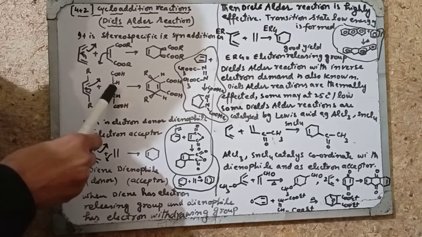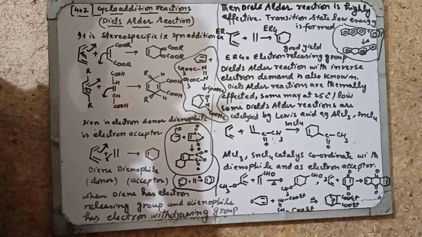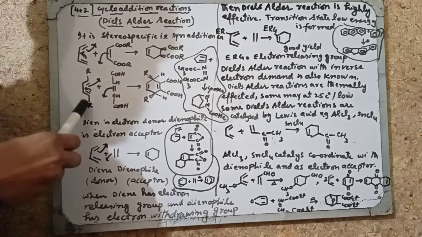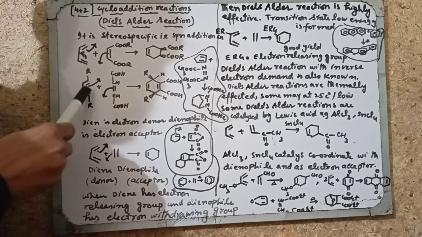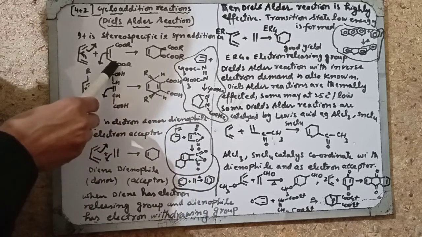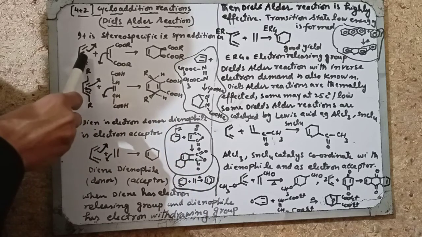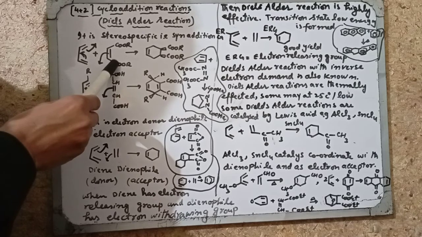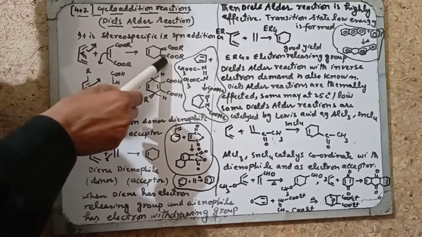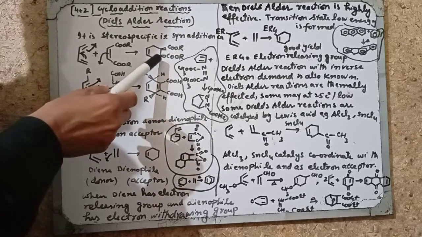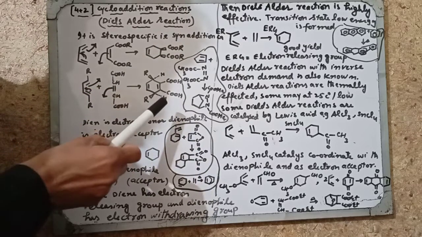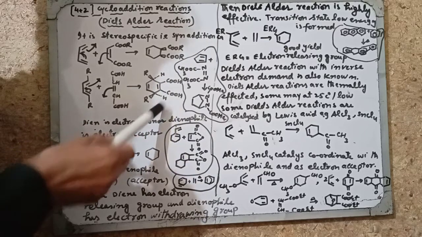When this is maleic acid and this is the substituted 1,3-butadiene, like this, and this is the substituted diene, then a substituted cyclohexadiene is formed. These substituents, carboxyl groups, which is called substituted phthalic acid, is formed.